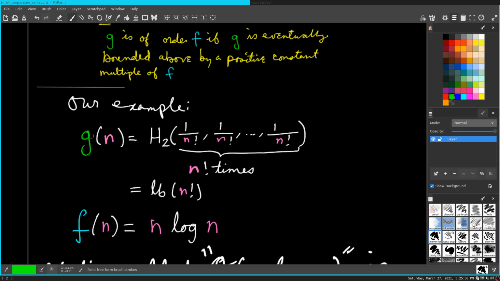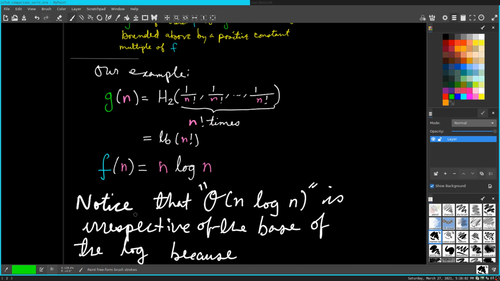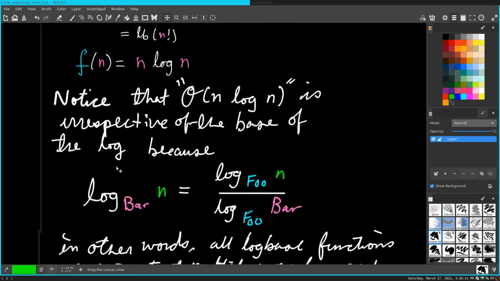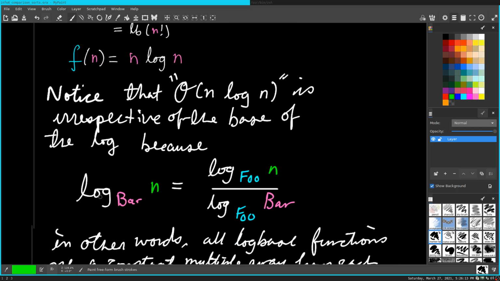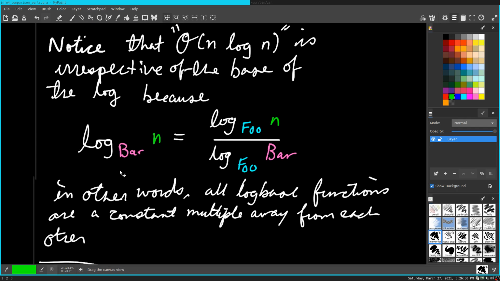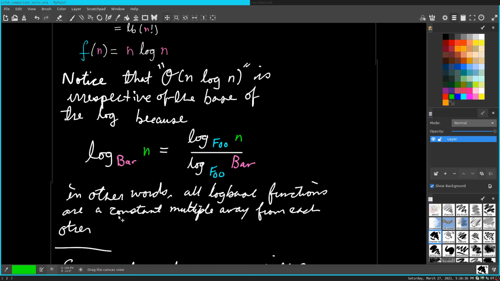which, if you plug that into the formula, you get the binary logarithm of n factorial. F of n, so we want to show g is of order f. F of n is n log n. And then, of course, by the properties of logarithms, notice that order n log n is irrespective of the base of the logarithm, and it's because of this property of logarithms, which I encourage you, after this video or maybe now, to try to prove from the definition of logarithm as the inverse of exponentiation. It's going to help if you move log foo of bar over here.